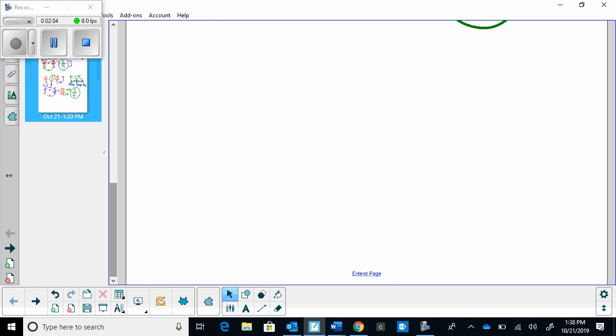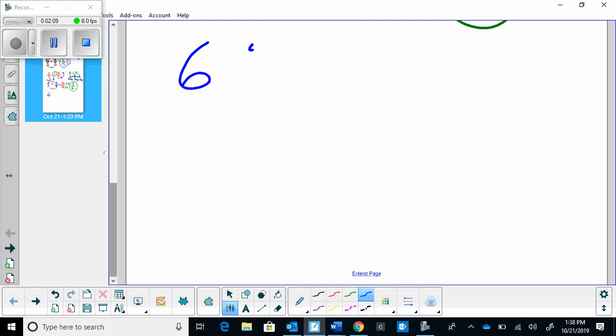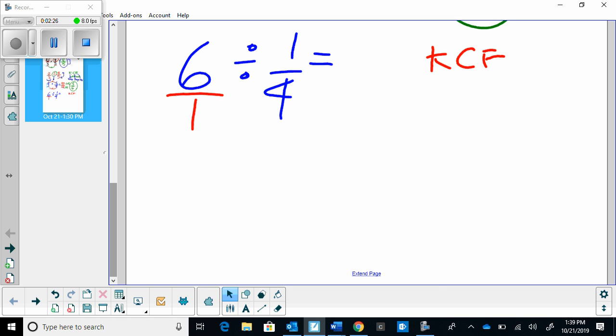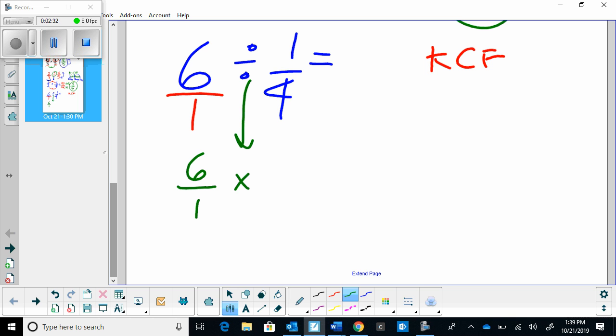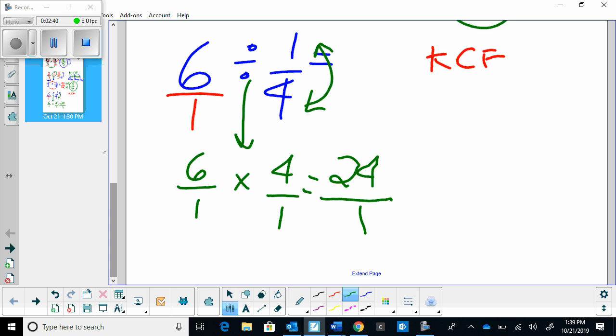If we were given, for example, a whole number where we've got 6 divided by 1 over 4, the reminder here is that the denominator on the 6 is a 1. That's the first step, and that's important. And then we would solve this the same way. It'd be KCF. So we would keep the first one, keep the 6 over 1. We would change the division to multiplication, and we would flip the 1 over 4 to get 4 over 1. And that gives us 24 over 1, and that would be our final answer.